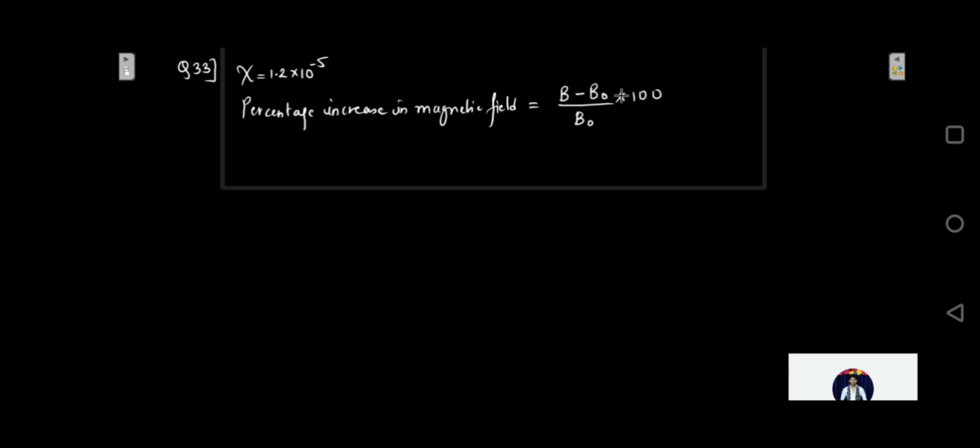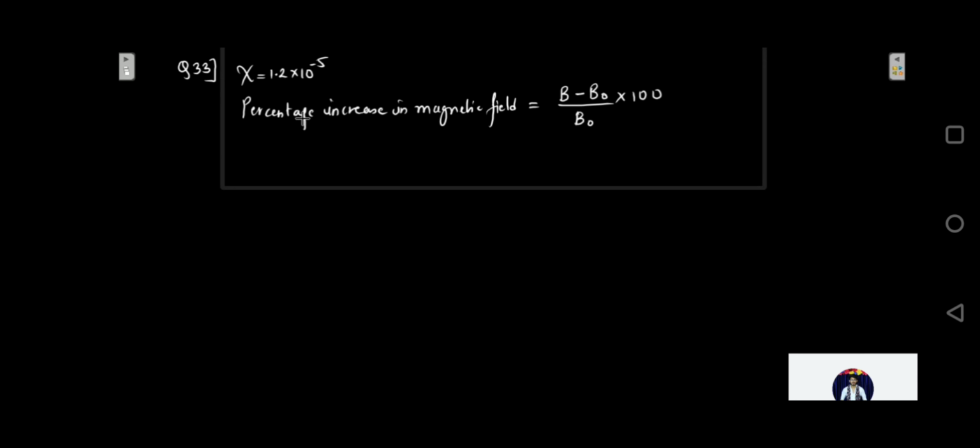This is going to give us the percentage increase in the magnetic field, because obviously when you insert a magnetic material inside as a core of a solenoid, the magnetic field is going to increase there. So that percentage increase we need to find out. To get this answer, we have to get this entire thing, that is (B minus B naught) upon B naught, in terms of psi, the susceptibility, that is basically this symbol, 1.2 into 10 raised to minus 5.